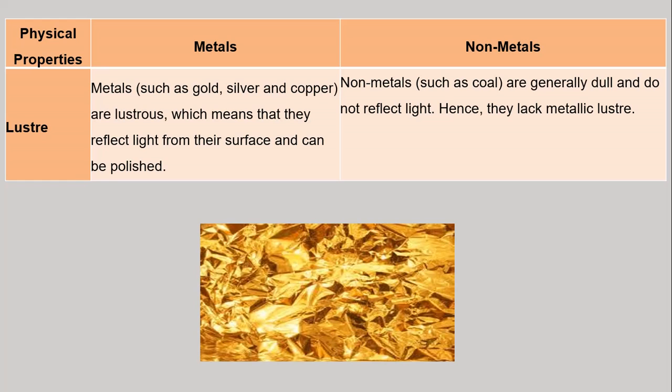The next physical property is luster. Metals are considered lustrous, for example gold, silver and copper. This means that they easily reflect light from their surface and can be polished very easily. On the other hand, non-metals such as coal are generally dull and do not reflect light. Hence, they lack metallic luster.